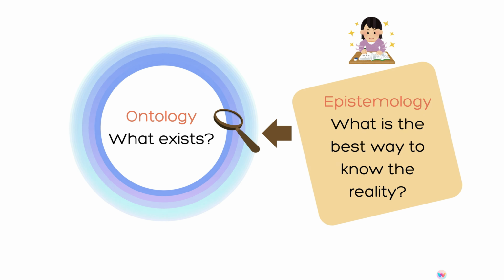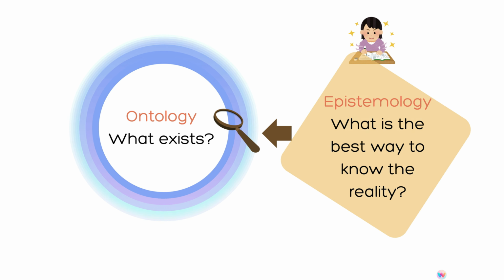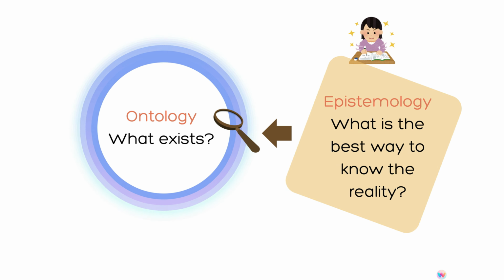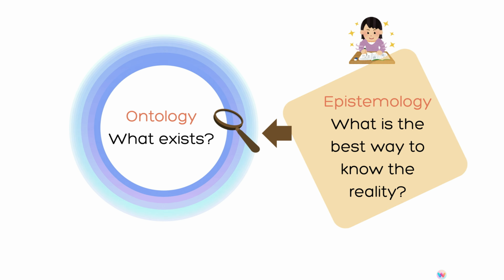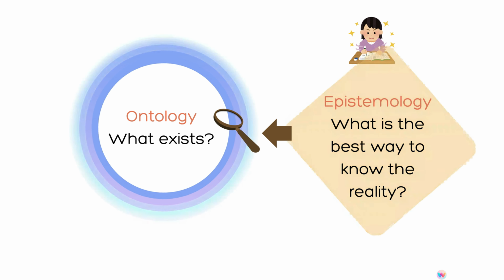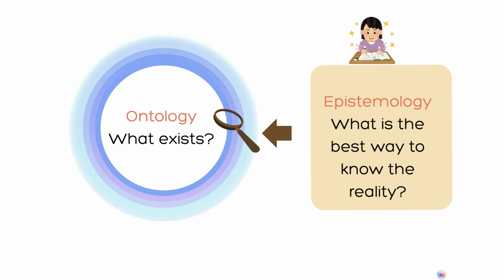Now, epistemology is a way of studying that truth, right? What is the best way to know that reality? Now, let's take a look at the other paradigm, called epistemology. So, for your research, ontology and epistemology are the two aspects that you need to pay attention to, and then we'll come to the third one in a minute.